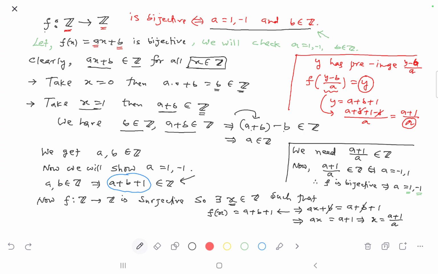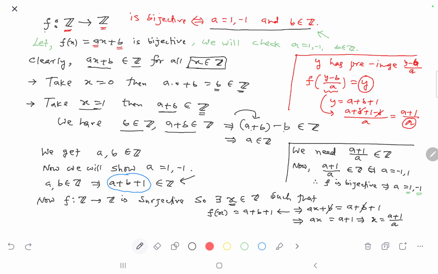This is a little bit of a number theory question. So you can take a as 1 and negative 1, and b is any integer. That is the restriction on a. So we proved the necessary condition, and this condition is also sufficient.